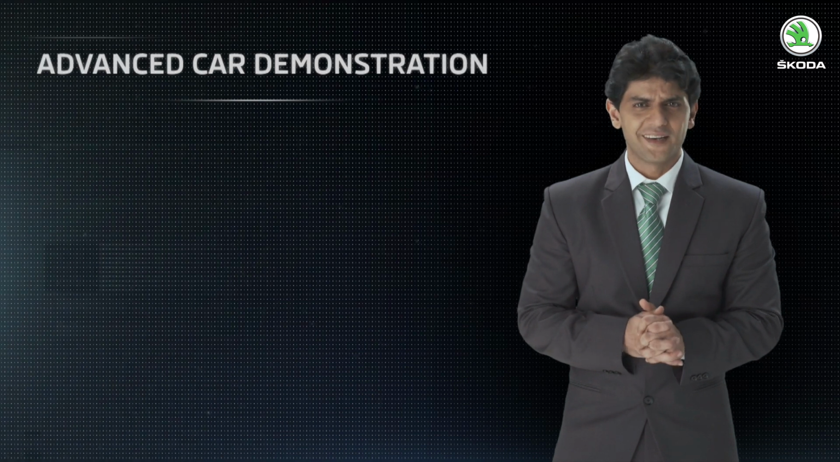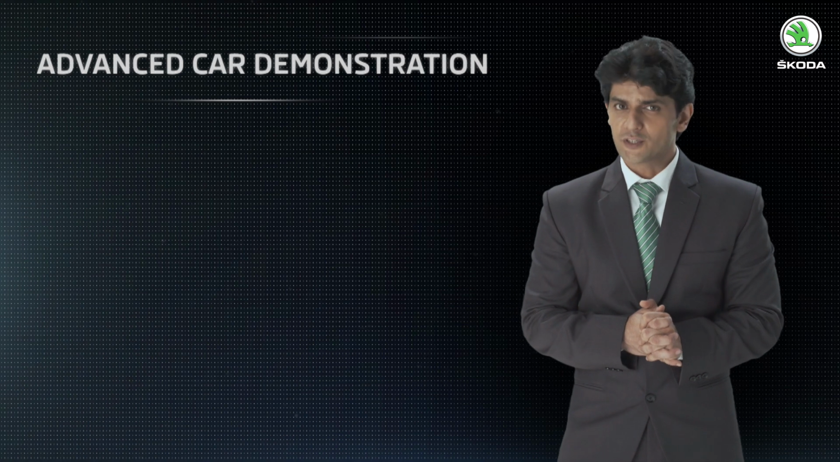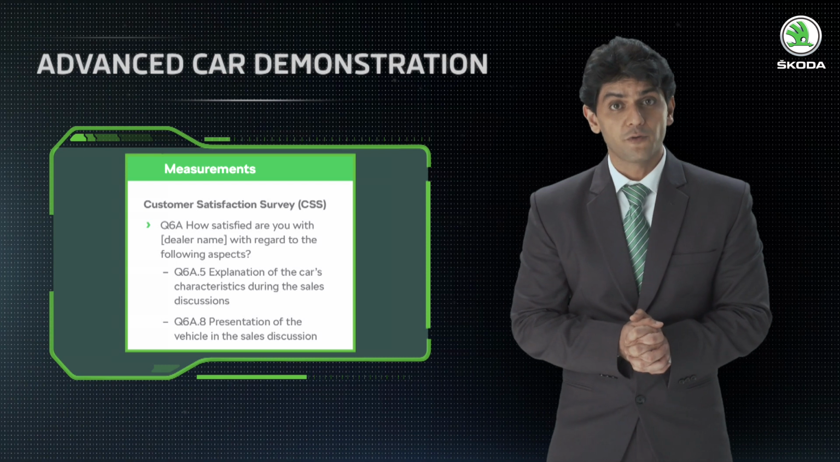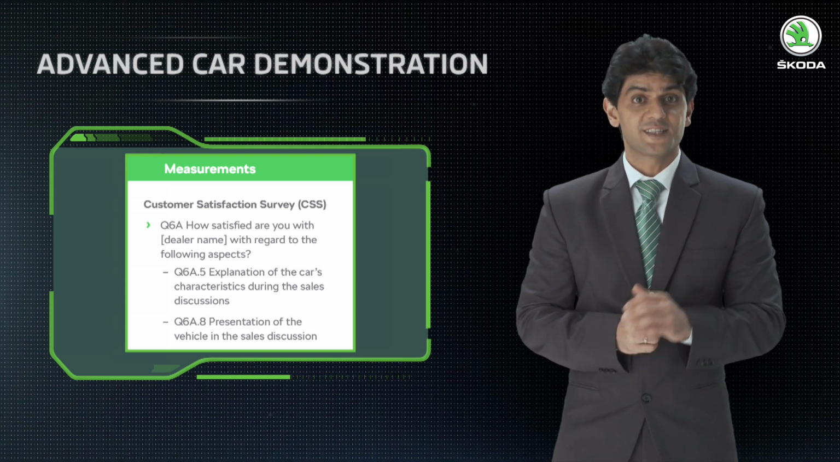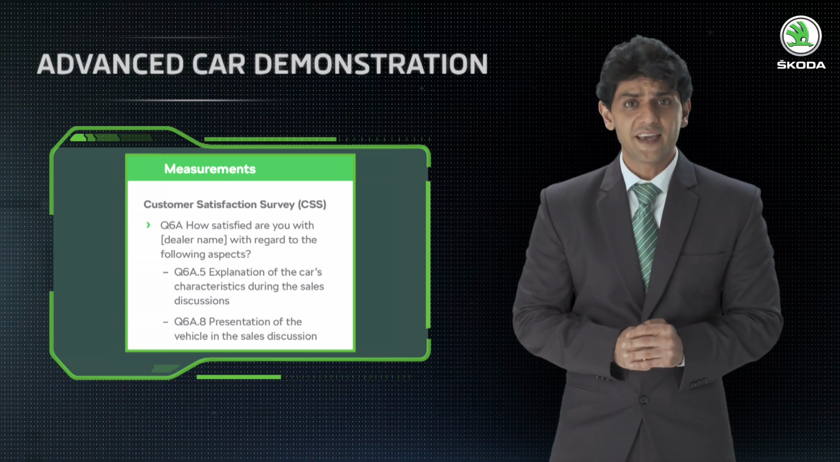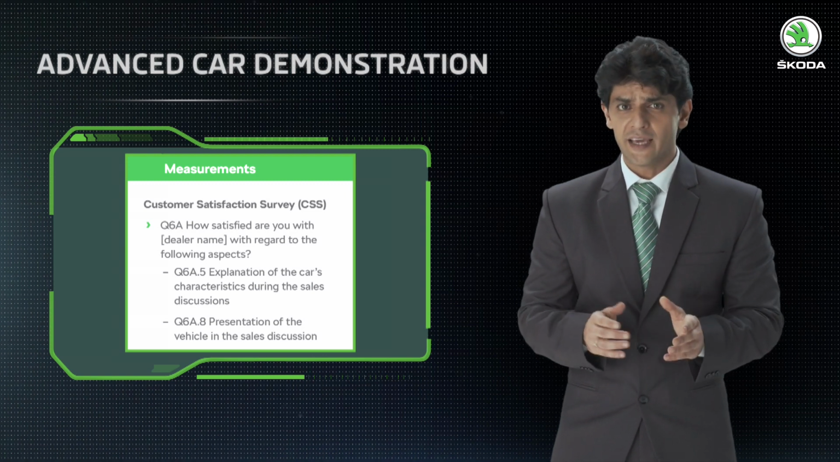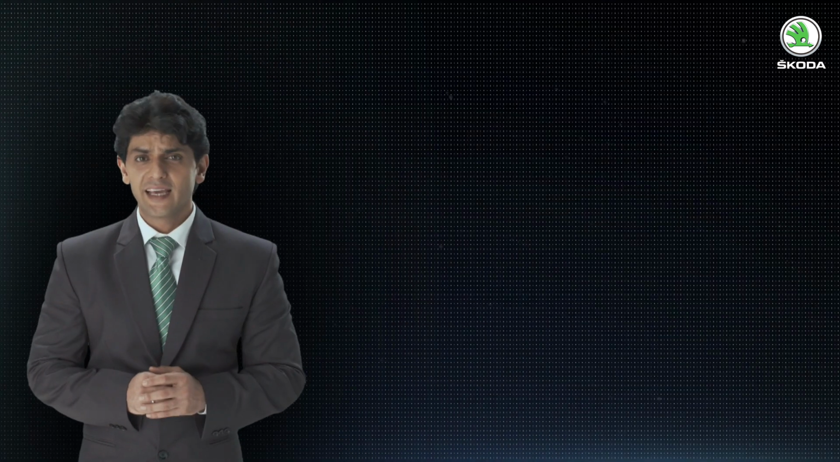Well, you just saw how effortlessly Sameer demonstrated the Rapid to Mr. Kumar. By now, he must have fallen in love with the car. Your performance would be judged by the customer satisfaction survey, which consists of how satisfied are you with the dealership with regard to the following aspects. A. Explanation of the car's characteristics during the sales discussions. B. Presentation of the vehicle in the sales discussion. This will help the customer to understand the car in a better way, as all the characteristics and features would be explained in detail. Before moving ahead, let's quickly look at the few key must-dos for this process.